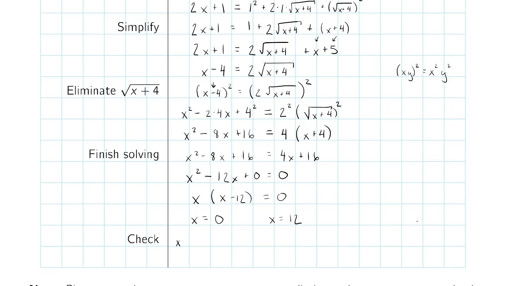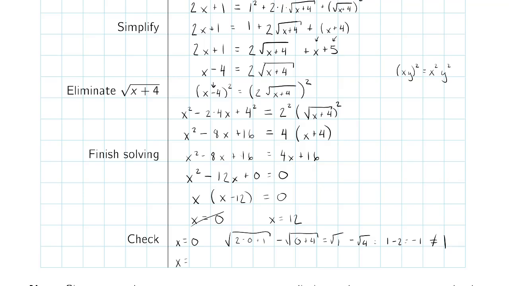If x is 0, on the left, we have the square root 2 times 0 plus 1 minus the square root of 0 plus 4. So that's the square root of 1 minus the square root of 4. That's 1 minus 2 is negative 1, which is not 1. So 0 is not a solution.